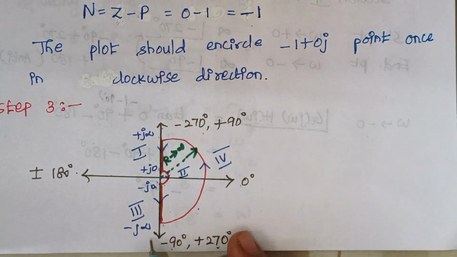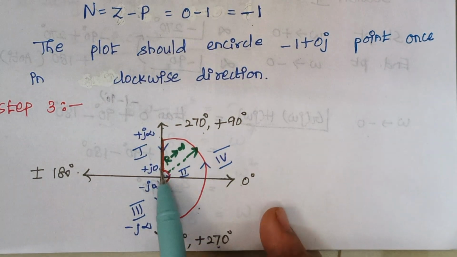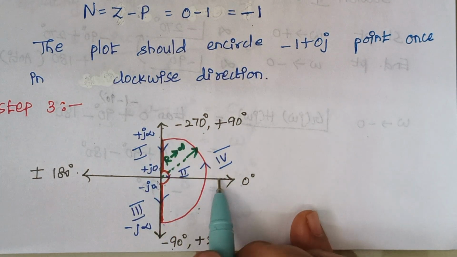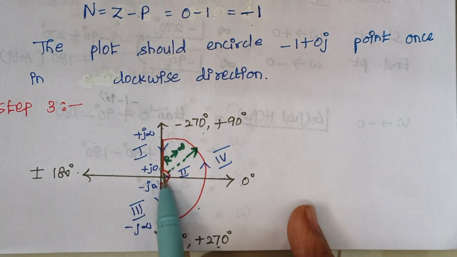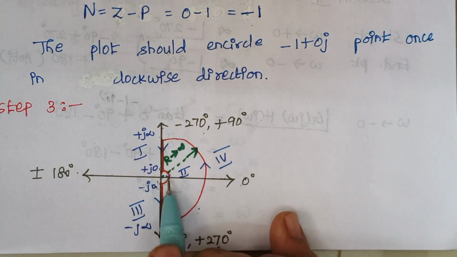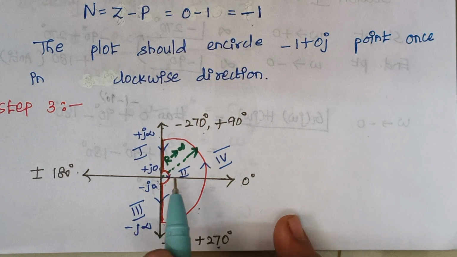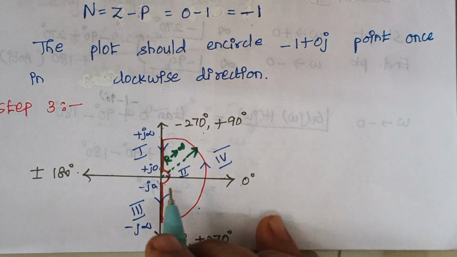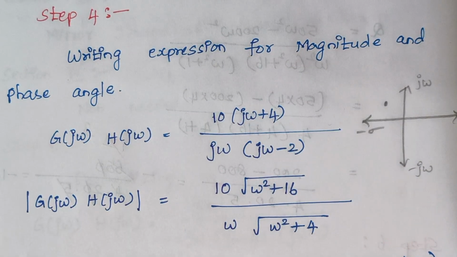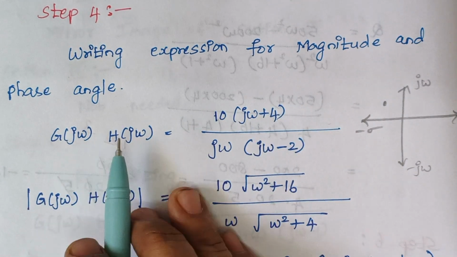In this typical Nyquist plot, we have 4 different sections. This is section 1, this is section 2, this is section 3 and this is section 4. Section 1 starts at plus j infinity and ends at plus j0. The second section starts at plus j0 and ends at minus j0. The third section starts at minus j0 and ends at minus j infinity. And step 4 is, we are going to write the expression for magnitude and phase angle.